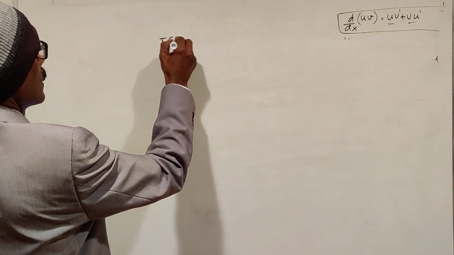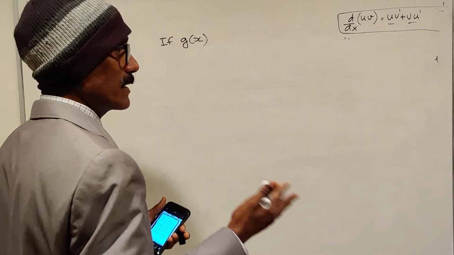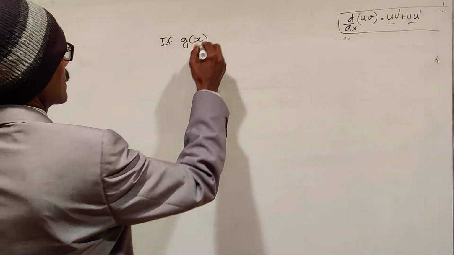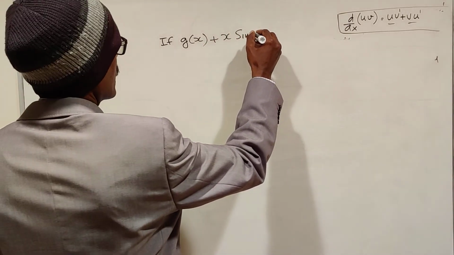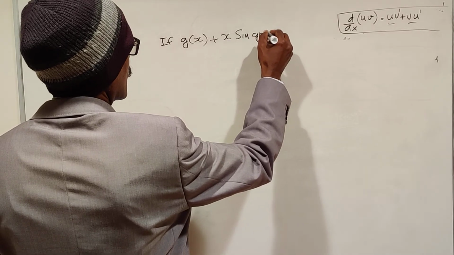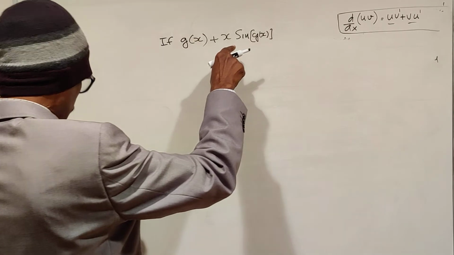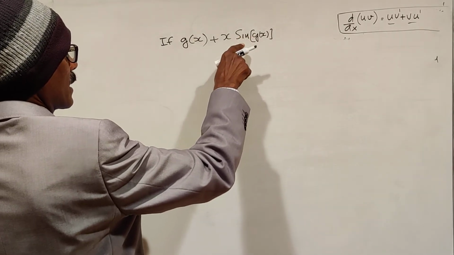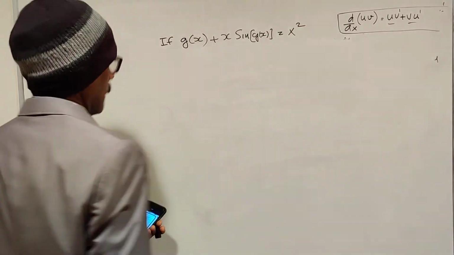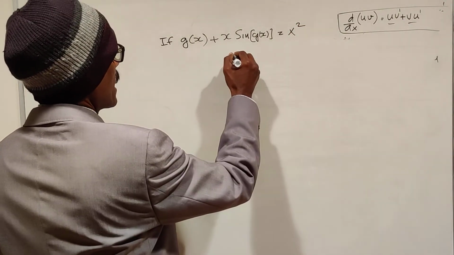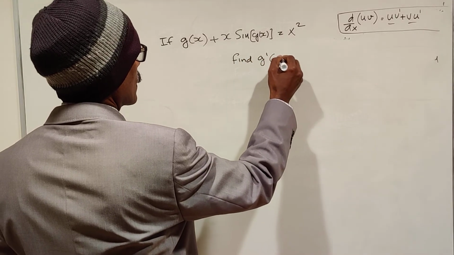If g(x), another function, satisfies g(x) plus x sine g(x), here g(x) is the angle because g(x) is after sine, equals x squared. Find g dash 0. Find g dash 0.